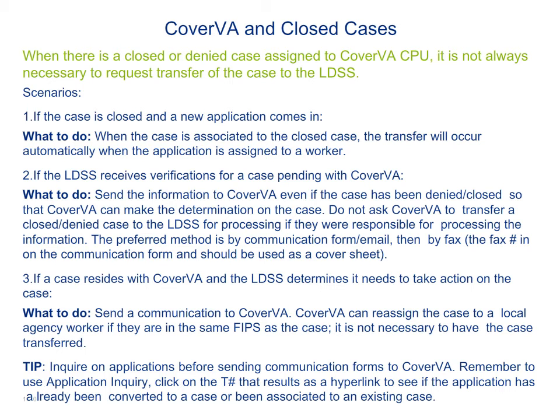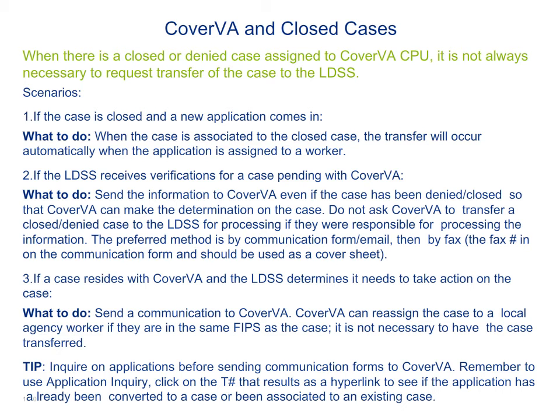The third scenario is if a case resides with Cover Virginia and the local agency does determine it needs to take action on the case. Now, this should be rare, but it can happen, such as you're trying to associate to a closed case and you're not able to do so. Or again, there may be other rare circumstances where you actually need to get a closed case or a denied case from Cover Virginia. If you do need to have this occur, send a communication form to Cover Virginia, and Cover Virginia will reassign the case to a local agency worker.